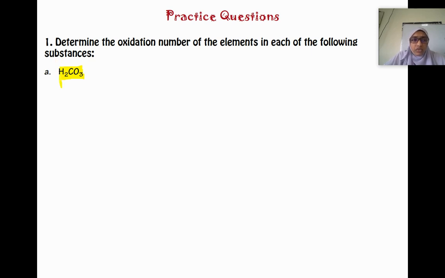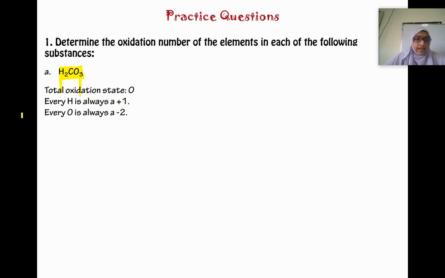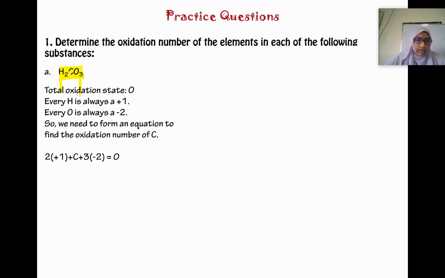Now we also know hydrogen usually is a +1. Every oxygen is a -2. Okay, so these are the rules we're going to apply to do the question. Total oxidation state is 0. Every H is a +1. Every O is a -2. So now we're only left with carbon to find out. So we form a simple equation to find out carbon. There are 2 hydrogens, so it's 2 times +1 plus carbon, we don't know what is carbon, plus 3 times oxygen -2, gives us 0.